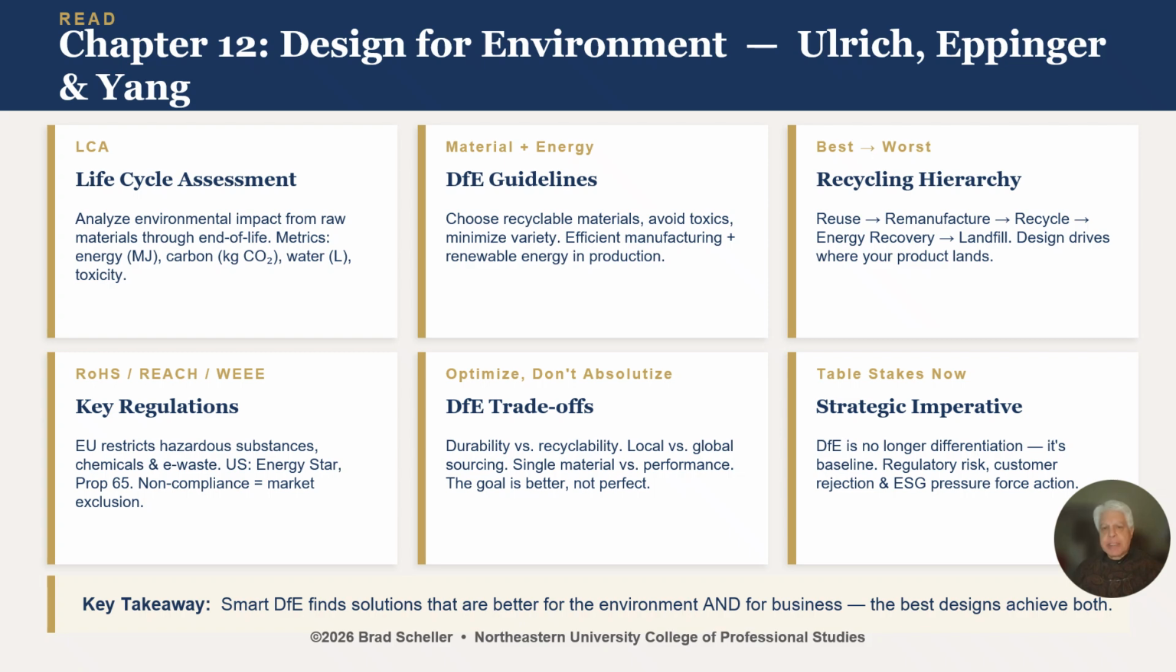Algorithmic bias is a social harm. Environmental design is also about physical harm to ecosystems, to human health, to future generations. Both are design choices. That's the common thread here. Both have consequences, and increasingly, both carry legal and commercial risk.